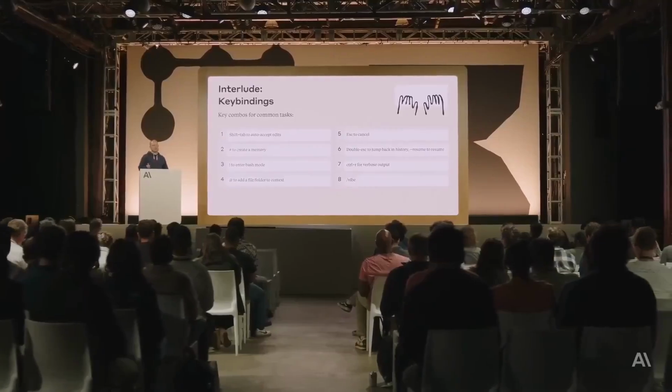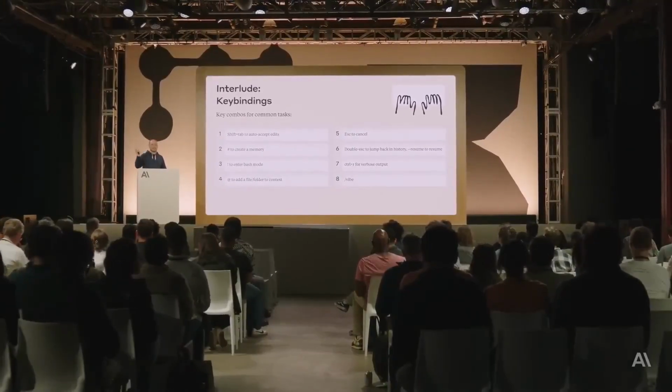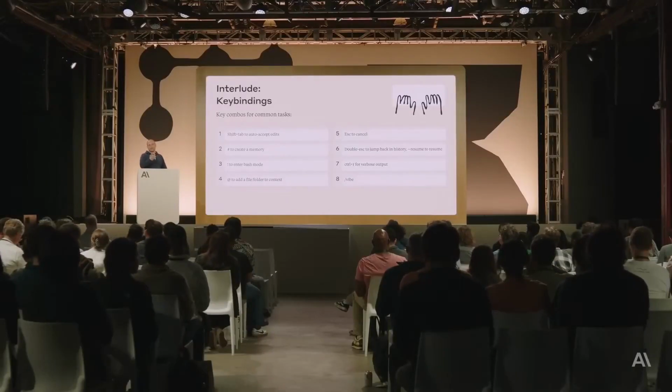So maybe Claude is doing a file edit. I'll hit escape. I'll tell it what to do differently. Or maybe it suggested a 20-line edit, and I'm like, actually, 19 of these lines look perfect, but one line you should change. I'll hit escape. I'll tell it that, and then I'll tell it to redo the edit.